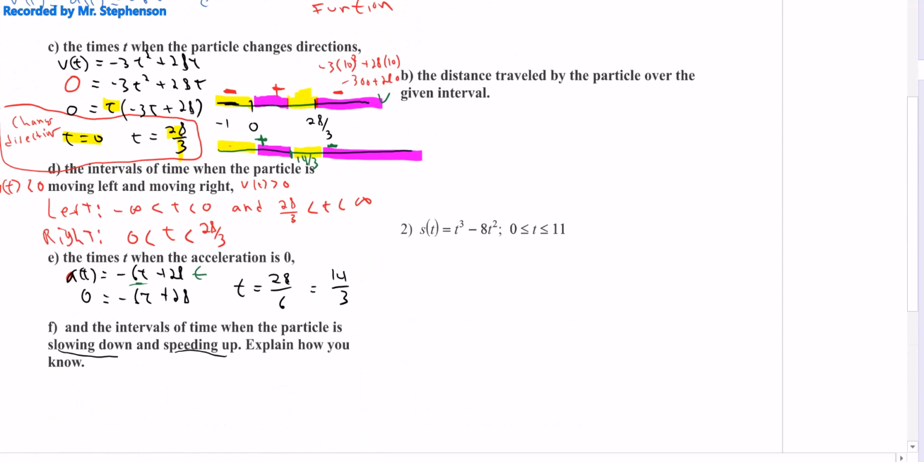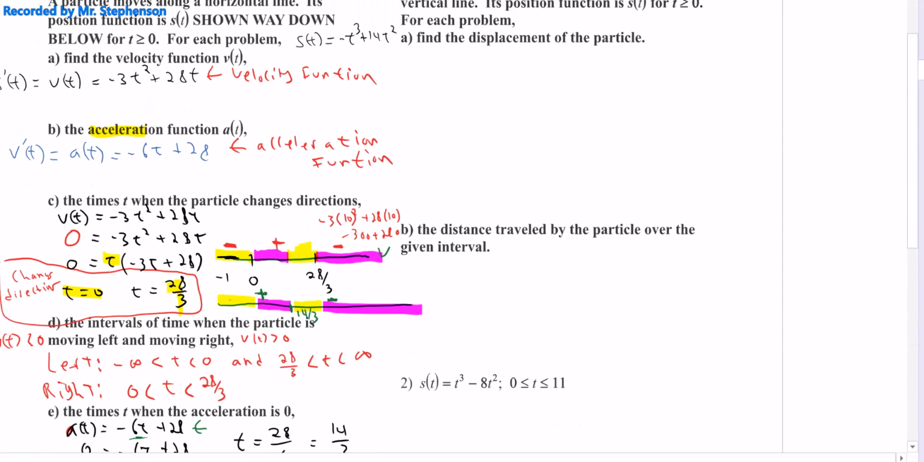Okay, let's look at problem number 2. It's asking, a particle is moving along a vertical line this time. Doesn't really matter which way it's going. It says find the displacement of the particle. The displacement is this. You've got to think about it as 2 steps forward and then you take 1 step back. Your displacement is 1 because you are only 1 step away from where you started.